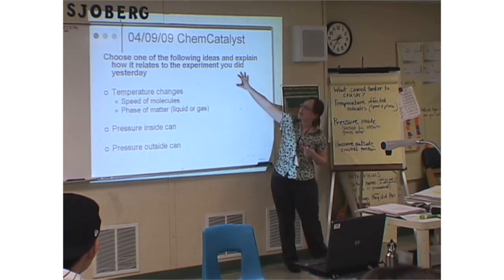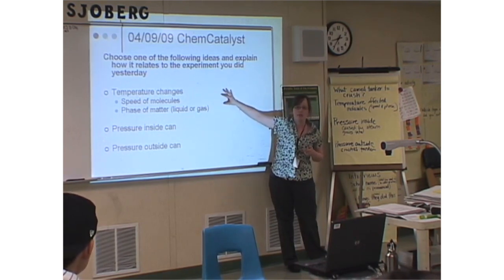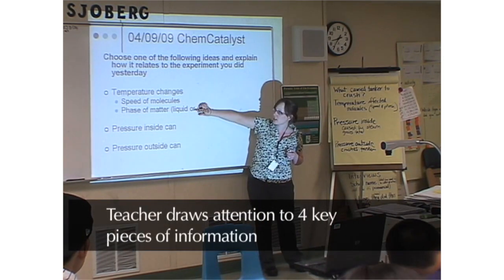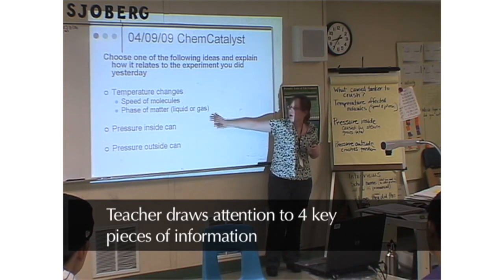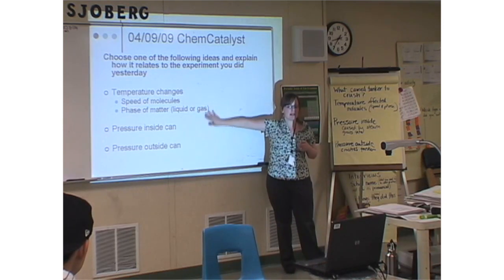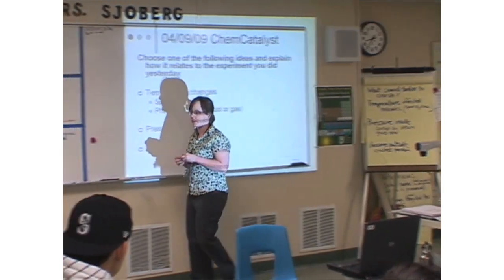So I want you to think about your experiment you did yesterday. I know you haven't finished yet. You'll finish today. But you probably got 2 results yesterday. So I want you to think so far, pick one of these things, either temperature changes, the speeds of the molecules, or the phase of matter present, or pressure inside or pressure outside. How does one of these things relate to the experiment that you did yesterday? So that's your entry question.